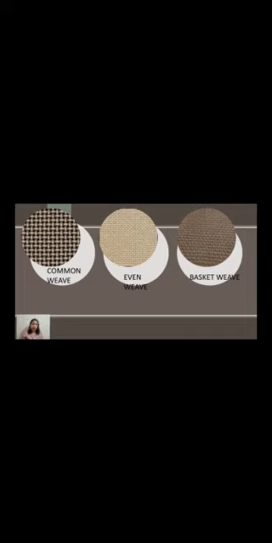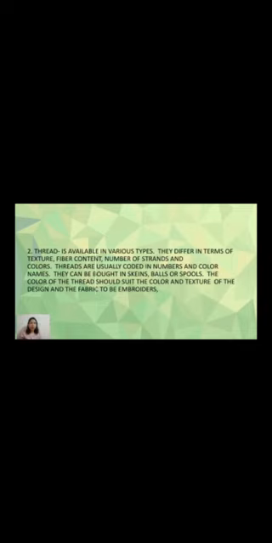These are the examples of a fabric with different weave. The common weave, even weave, and the basket weave. Now, the next material is the thread.